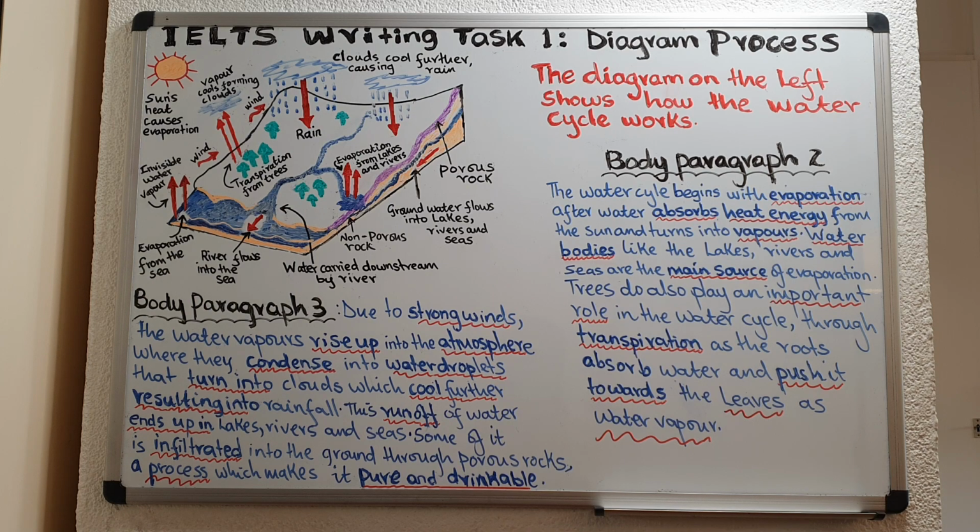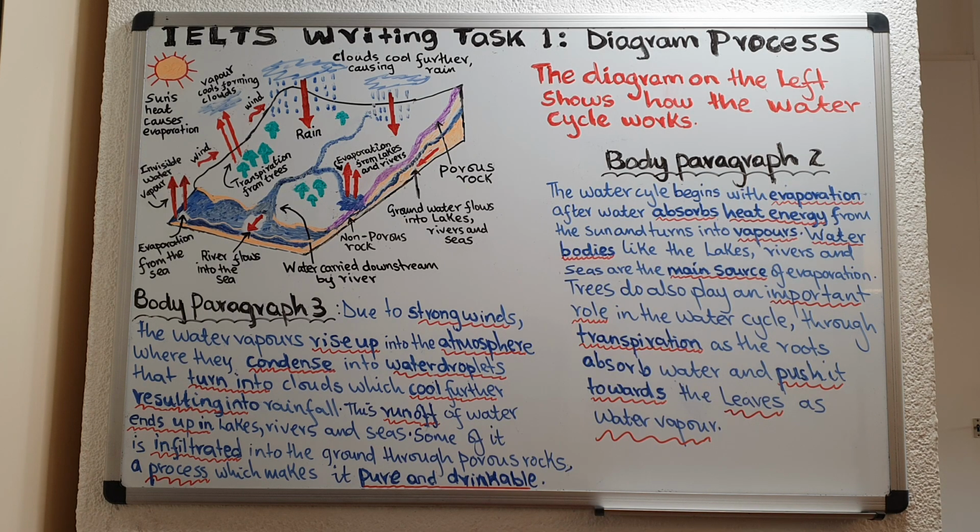We also have water vapors from trees through transpiration as the roots absorb water and then they push it towards the leaves. And then what happens with these water vapors? Due to strong winds, they rise up into the atmosphere, where they cool down into water drops. They condense, they cool down into water droplets that turn into clouds, and then these clouds cool further, resulting into rainfall. And then what happens with the rainfall?